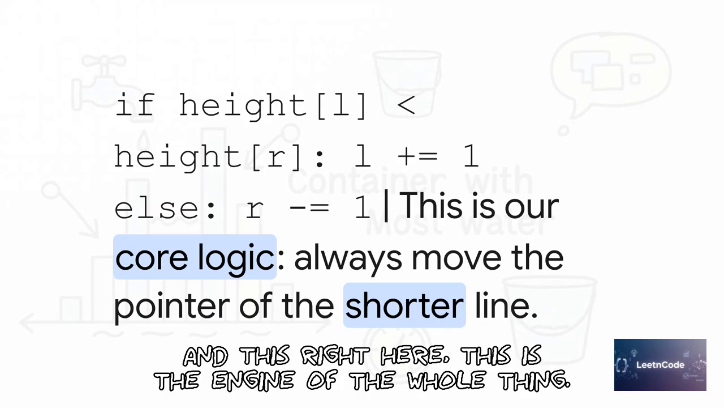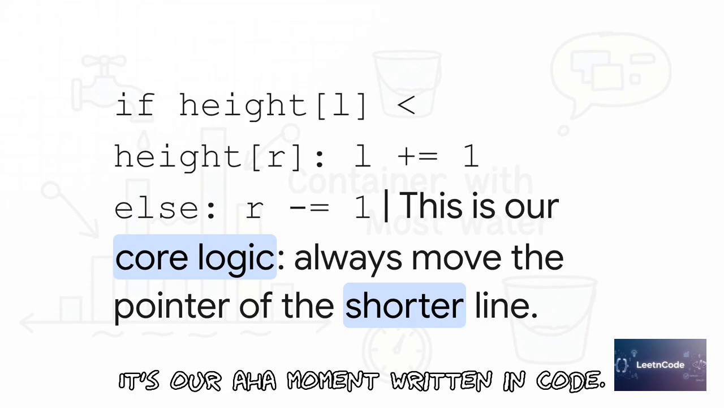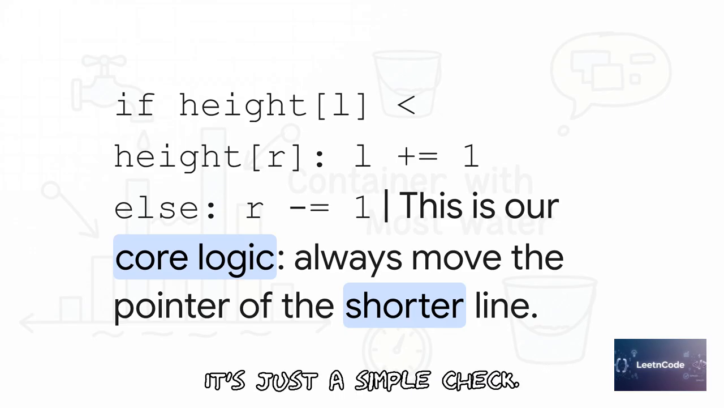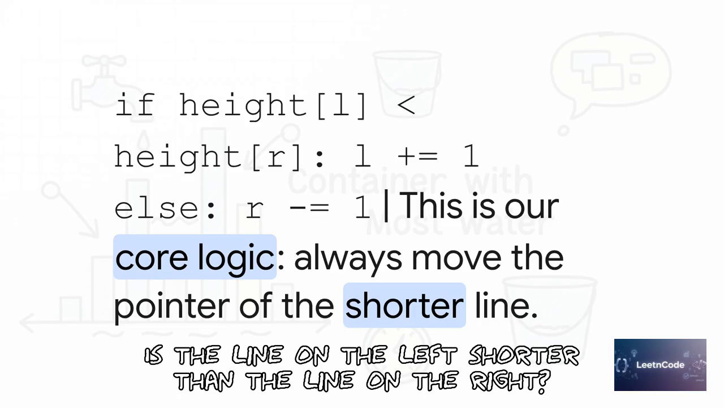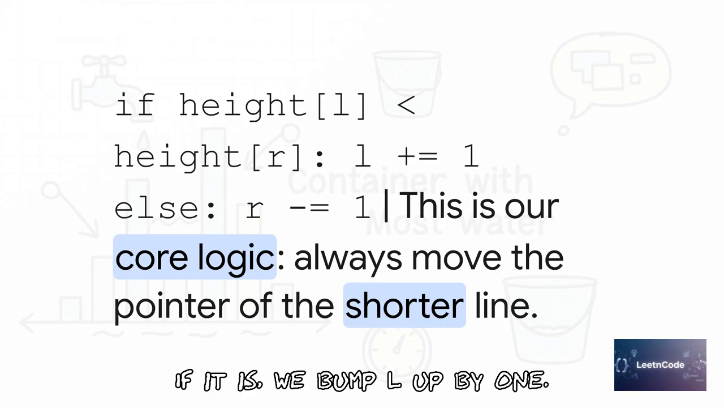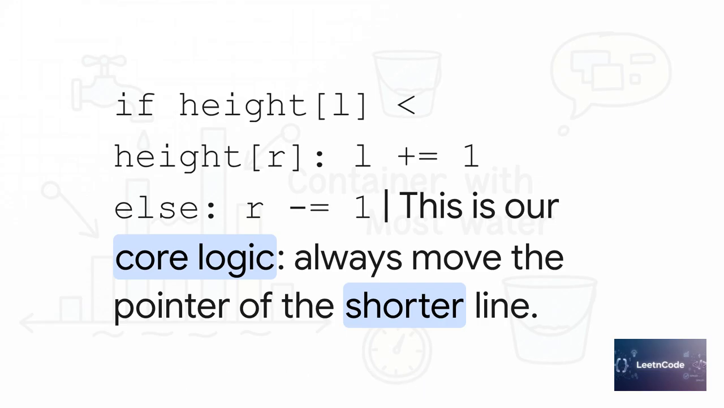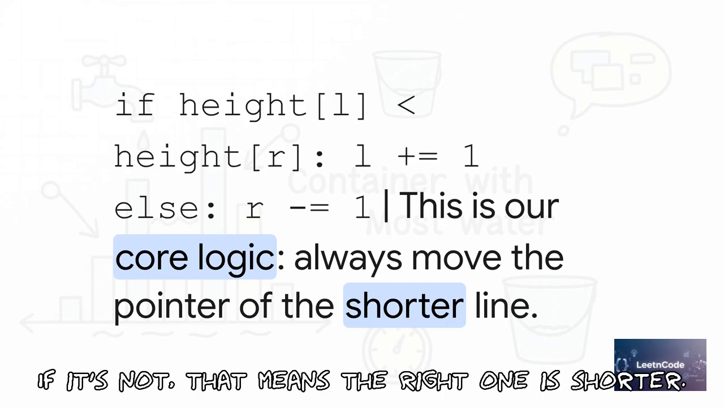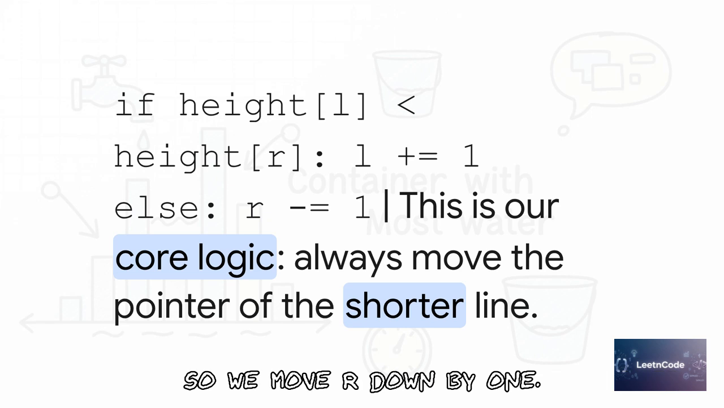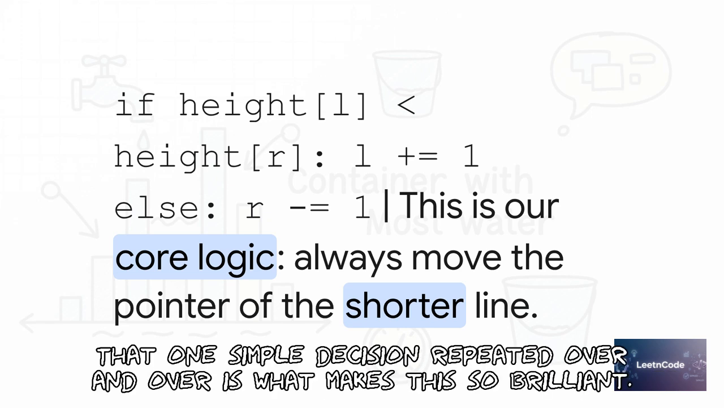And this right here, this is the engine of the whole thing. It's our aha moment written in code. It's just a simple check. Is the line on the left shorter than the line on the right? If it is, we bump L up by 1. If it's not, that means the right one is shorter, so we move R down by 1. That's it. That one simple decision repeated over and over is what makes this so brilliant.